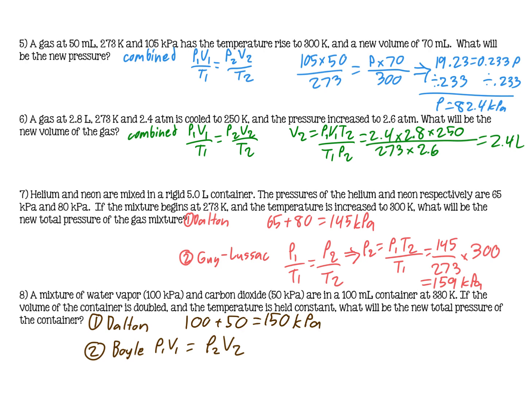Then 150 times 100 goes on the left, and on the right we have P2 times V2, where V2 is twice the initial volume, or 200 milliliters. Solve for P2, and we find that the new pressure is 75 kilopascals.